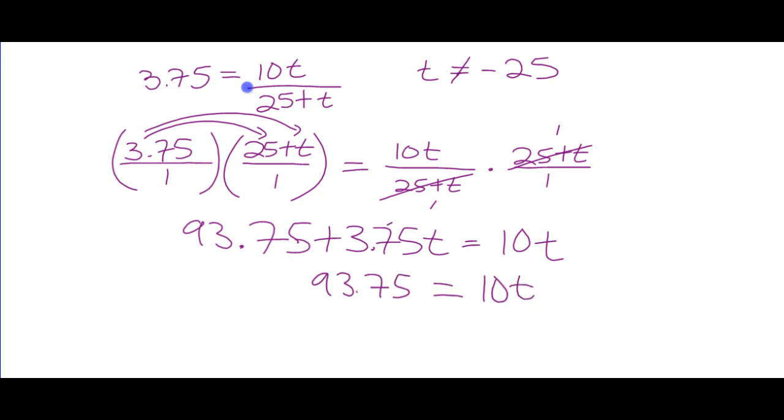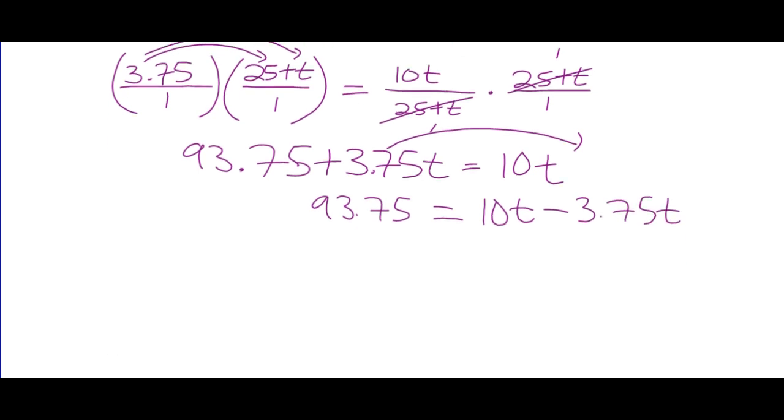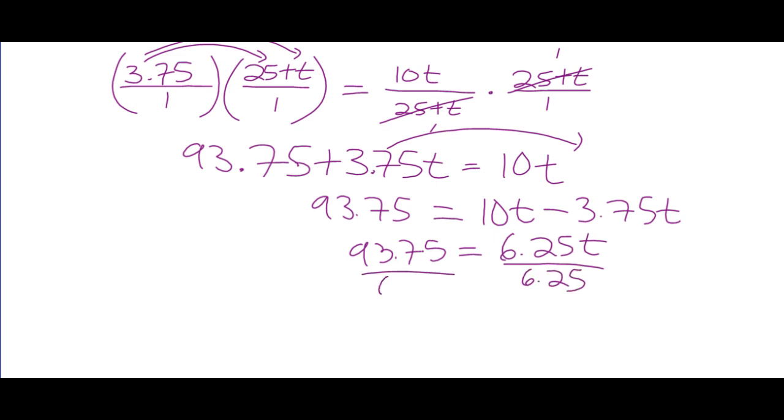and we're going to move this over, so subtract 3.75t. So 93.75 will equal 10 minus, so what's that going to be? You need a quarter, so 6 1/4. So 6.25t, and then divide both sides by 6.25, and end up with t is equal to 15.